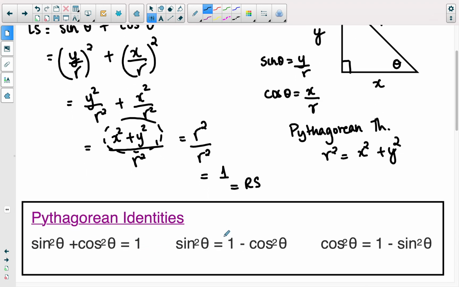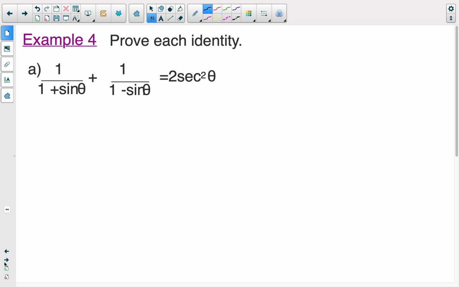It can be rearranged in this way, where you bring the cos squared to the right side. It will be sine squared theta is 1 minus cos squared theta, or bring the sine squared to the right side and rewrite it as cos squared theta is 1 minus sine squared theta. So here we have a proof. Let's prove that this is equal to this.